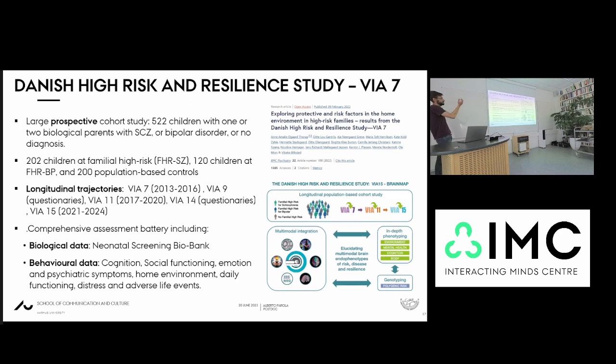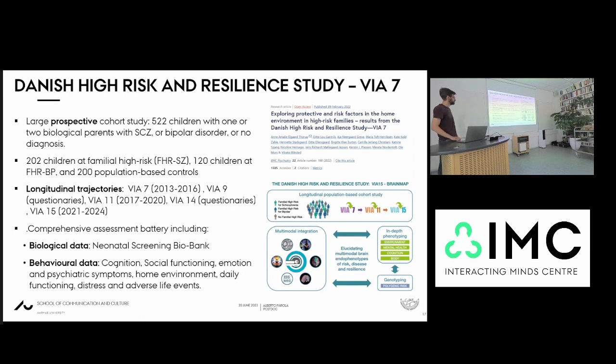This is the reason that motivated the Danish High Risk and Resilience Study, VIA 7, a large prospective cohort study including 522 children with one or two biological parents with schizophrenia or bipolar disorder, or no diagnosis of neuropsychiatric disorder: 202 with familial high risk for schizophrenia, 120 with risk for bipolar disorder, and 200 population-based controls. This is a longitudinal study.